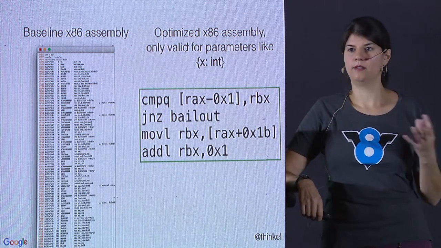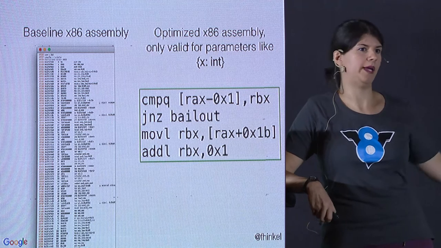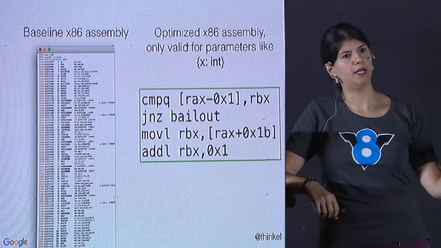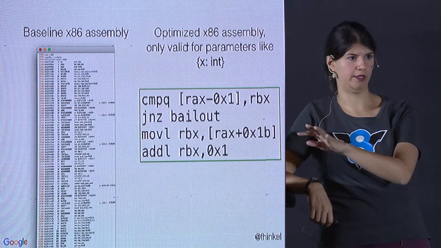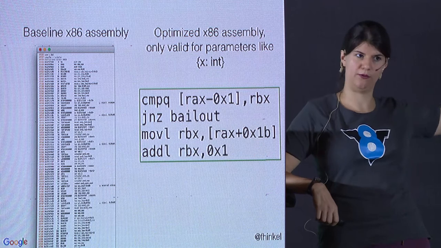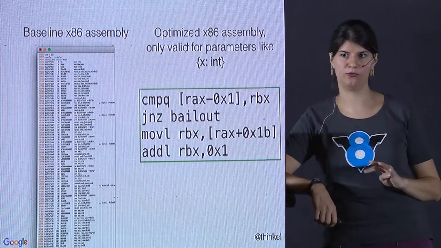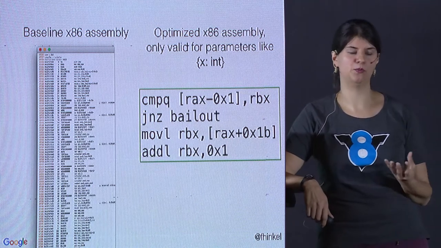If that comparison evaluates to false, then we do a jump to bailout. So that was the bailout, the deoptimization, where we had to go back with the red arrow to the baseline compiler. That would actually bring us back to the left-hand side, and we'd have to do a few hundred instructions instead of 4.